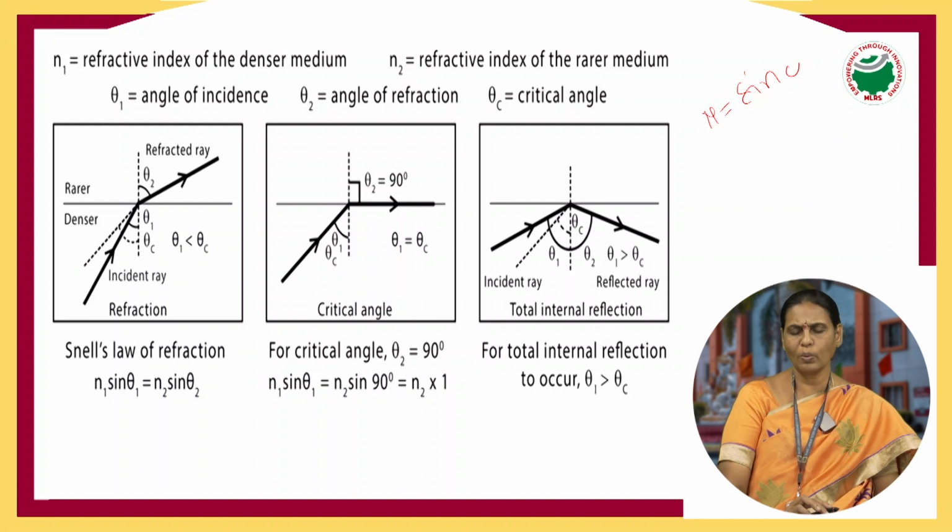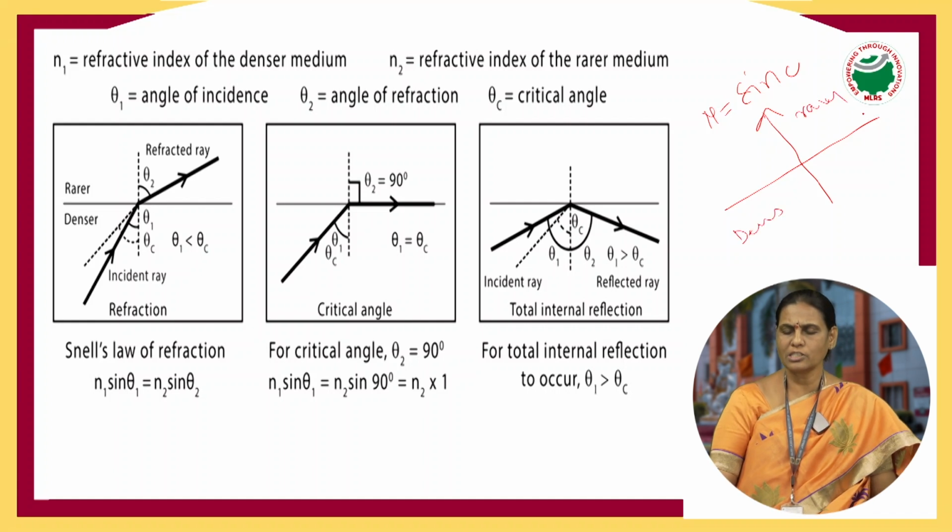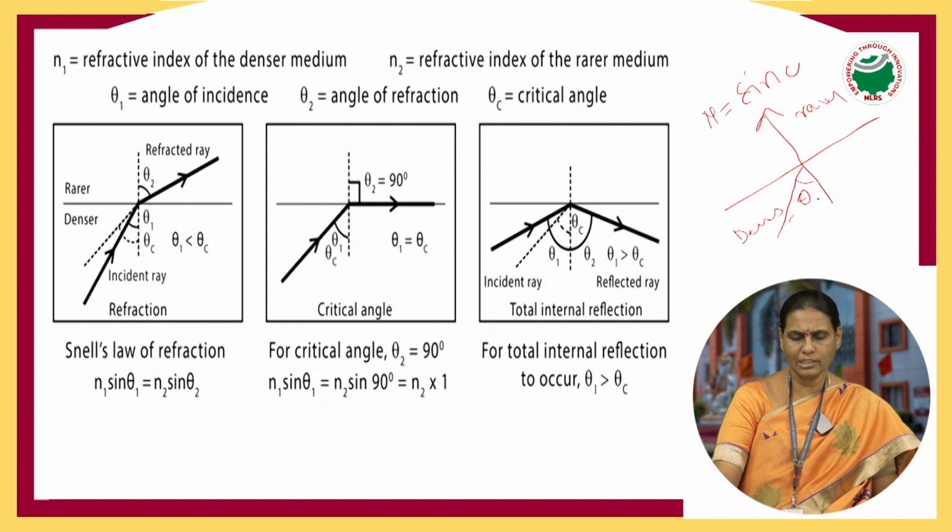Now let us take this one. This is an optical fiber. This is an optic axis. So this is called the denser medium. This is called the rarer medium. Now let us take one light ray. This is the incident light ray, which is making a certain angle of incidence, theta 1. Let us take the angle of incidence as theta 1.